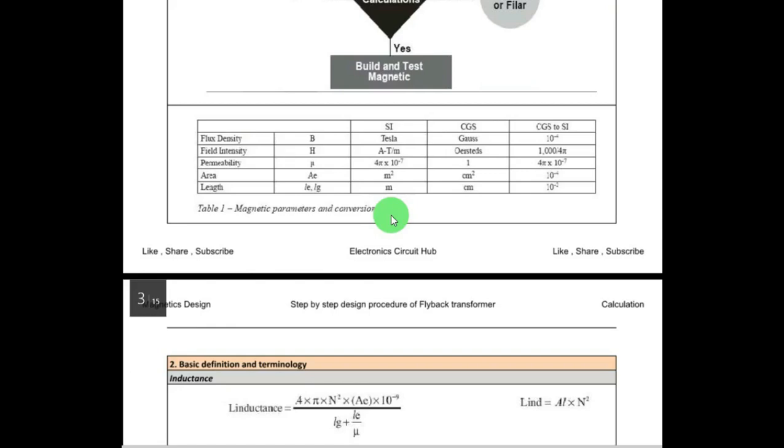Let's move ahead, and let me talk about the different terminology which I'll be using throughout this video. Flux density is B, and you can see the SI unit and CGS unit: Tesla and Gauss. The field intensity is H, and you can see the SI unit and CGS unit. Permeability is mu, area is AE, length is LE, LG. I'll use this terminology throughout this video. Just as a reminder, if I say B, that means flux density. If I say H, that means field intensity. You have to remember this terminology.